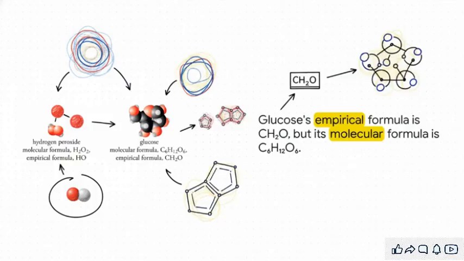Just look at these examples. They make it super clear. For hydrogen peroxide, the simplest ratio you can have is just one hydrogen to one oxygen, HO. But the actual molecule is H2O2. Same thing for glucose. The simplest ratio is CH2O, but the real sugar molecule is way bigger, C6H12O6. So you can see the empirical formula is a fantastic clue, but it is not the whole story.